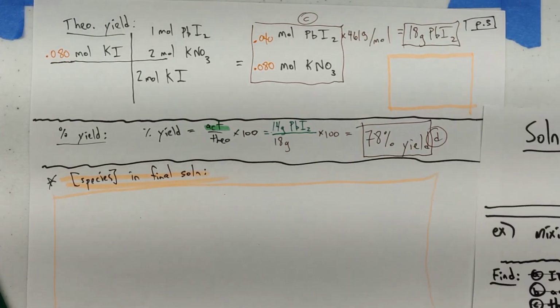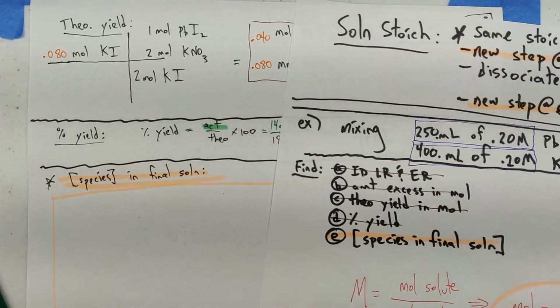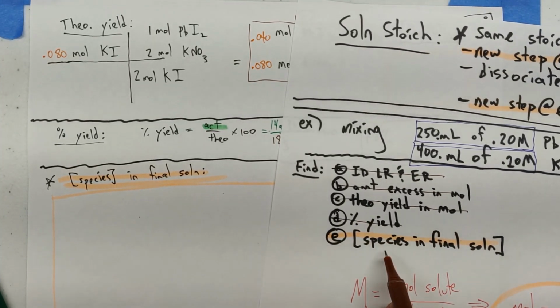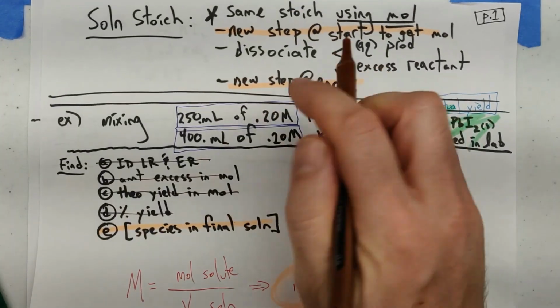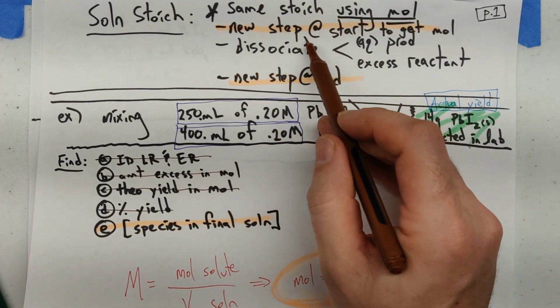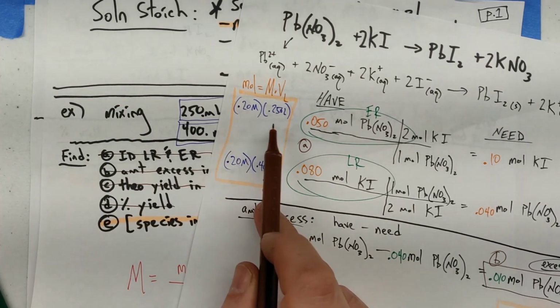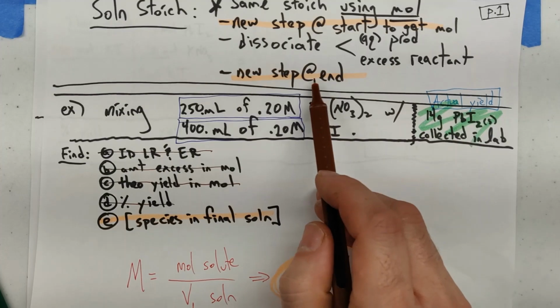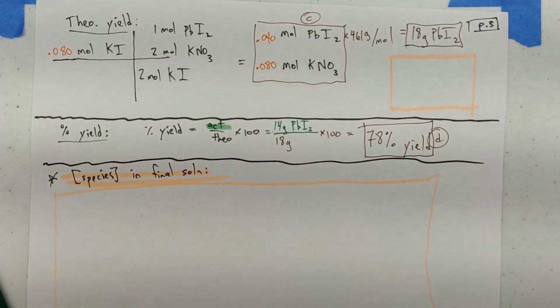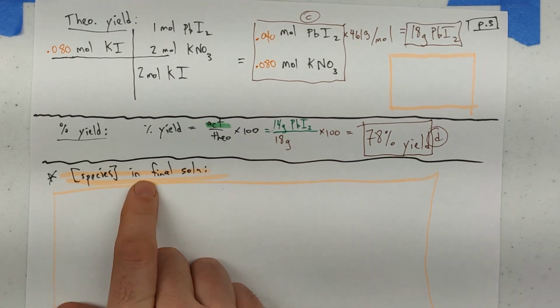Everything we've done for all of those, A, B, C, and D, is stuff we've done before for stoichiometry problems. And now we need to take care of part E, which is new stuff, right? We had said for solution stoichiometry, it's going to be basically the same. New step at the beginning. We did that. We just had to take a volume and a concentration and turn it into moles. And then a new step at the end, and that's what we're going to need to take care of there. If we're going to find the concentration of species present in the final solution, we need to know what's going to be in the final solution.